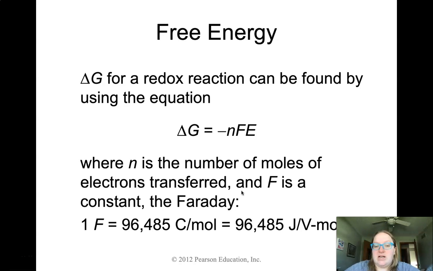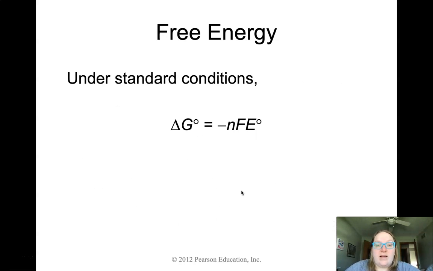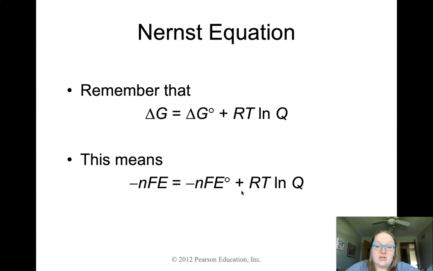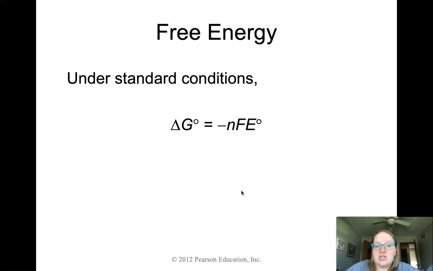So Faraday constant meaning a constant value. And then E is going to be the cell potential. So under standard conditions, the standard delta G will be equal to negative N times the Faraday constant times the cell potential, the standard cell potential of the overall redox reaction.